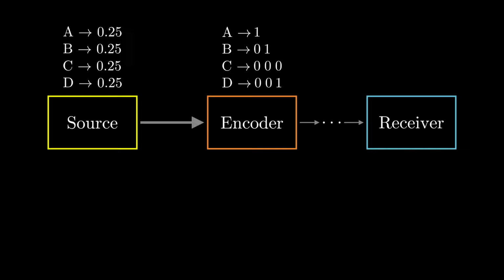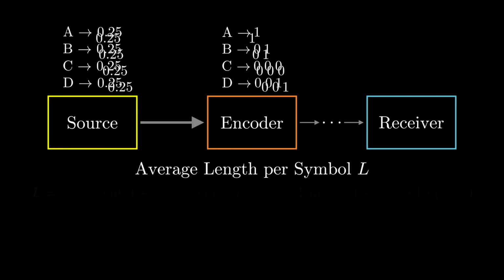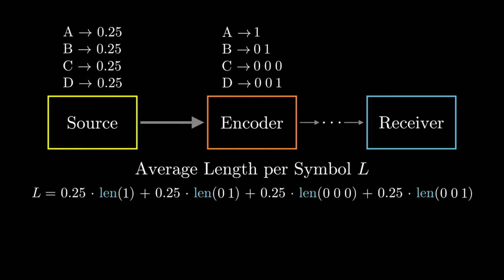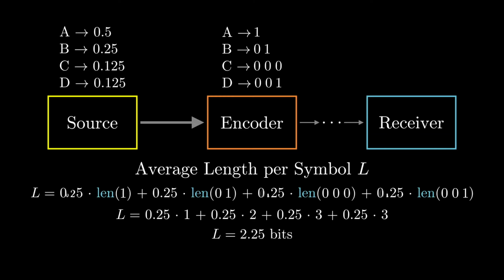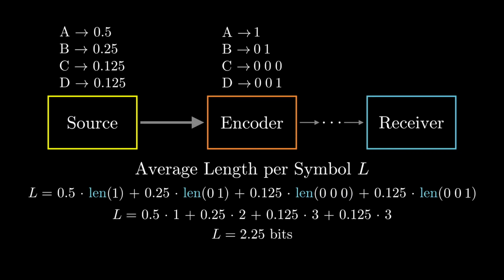We want to have some metric to compare encoding schemes with each other, and one common metric used in information theory is the average length per symbol. It's calculated by weighting the length of each symbol's encoding with the probability that the symbol is sent by the source. So with this particular encoding and initial distribution, the average length per symbol is 2.25 bits, while with this particular distribution, the average length per symbol is slightly smaller.